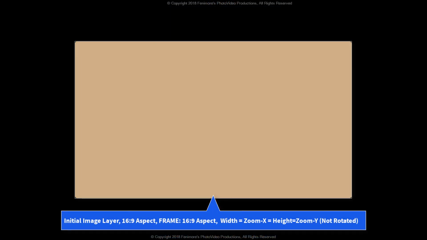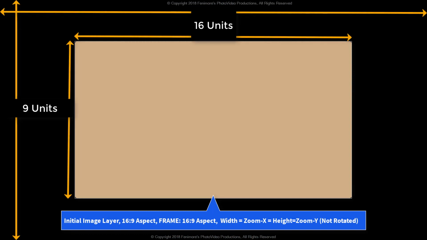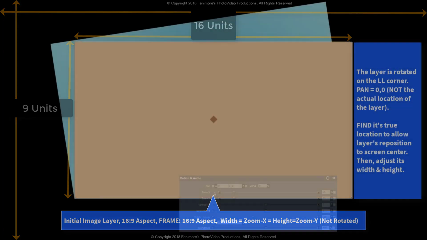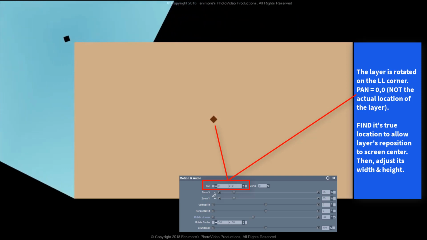The initial image and frame have the same aspect, which is 16:9. That means a one-to-one relationship exists between the horizontal and vertical axes of the frame and each layer. Therefore, the zoom values of each layer's axes represent its width and height respectively. This initial image is rotated minus 90 degrees on its lower left corner as shown here.